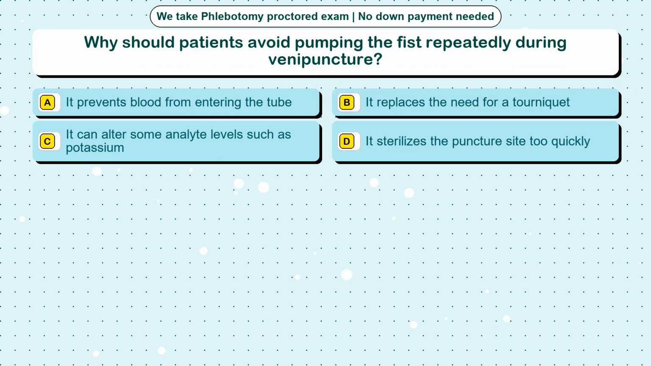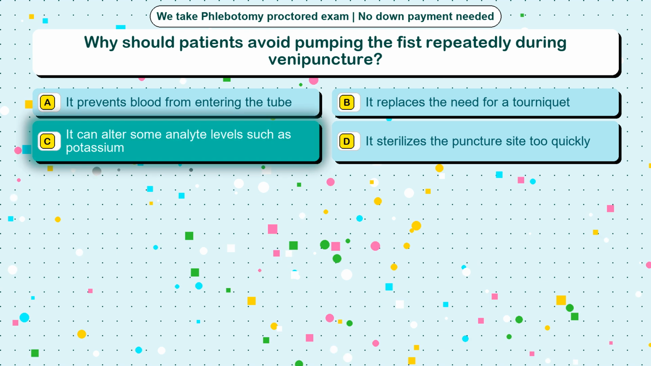Question 86. Why should patients avoid pumping the fist repeatedly during venipuncture? Option A. It prevents blood from entering the tube. Option B. It replaces the need for a tourniquet. Option C. It can alter some analyte levels such as potassium. Option D. It sterilizes the puncture site too quickly. The correct answer is option C.